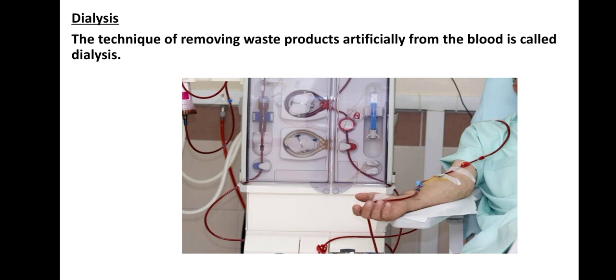Dialysis. The kidneys purify our blood, removing waste products through urine. If the kidneys become diseased and cease functioning, the blood gets poisoned and the patient dies. The only way to deal with this kidney failure is to transplant a healthy kidney obtained from a living or just dead person, or to remove the waste products from the blood artificially. The technique of removing waste products artificially from the blood is called dialysis.